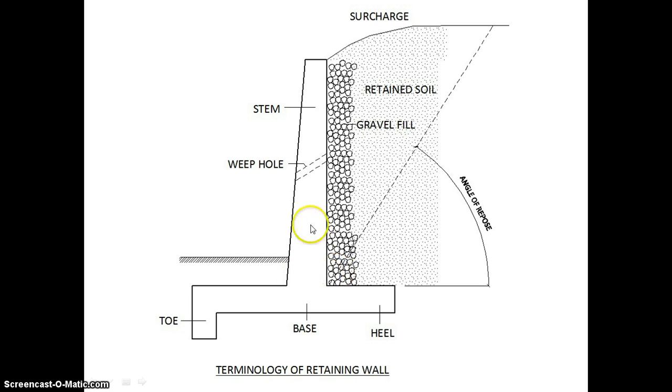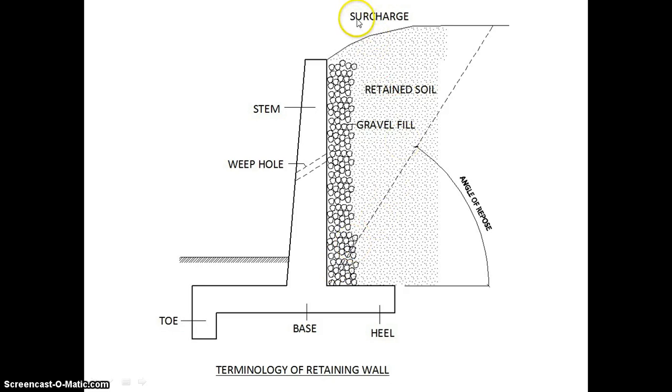Now to see that the weep holes are not clogged with the earth, what you will see is that while backfilling, the backside of the retaining wall is filled with a coarse material like gravel. The function of this gravel is twofold. One is that whatever water is present in the soil here gets percolated down to the weep holes and passes through the weep holes. And second, the gravel also prevents the soil from going inside the weep hole and clogging it. So this is called as a gravel fill.